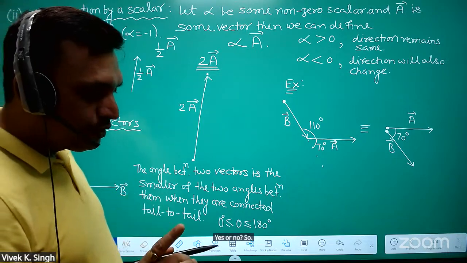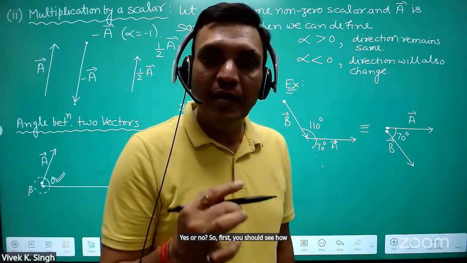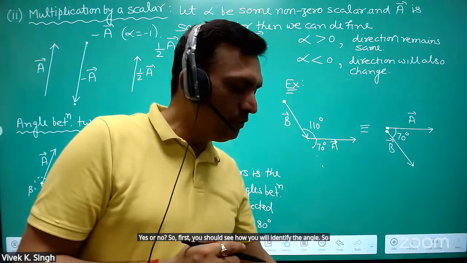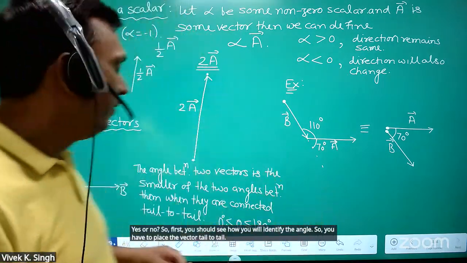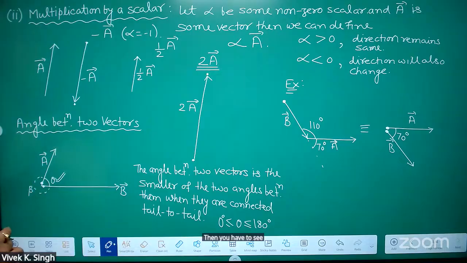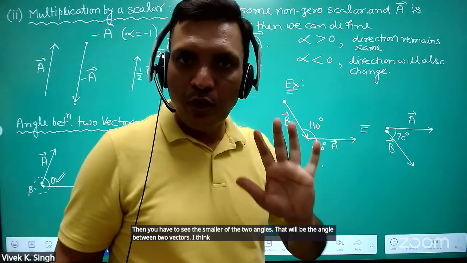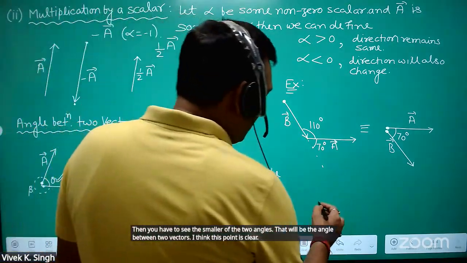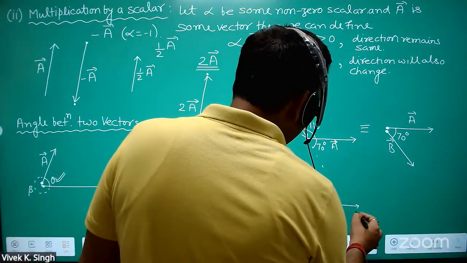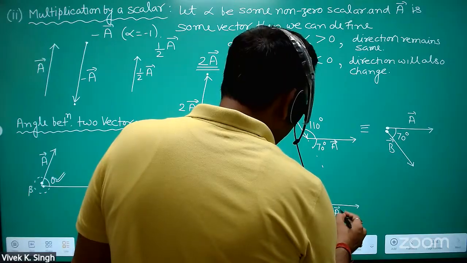So first you should see how you will identify the angle. You have to place the vectors tail to tail. Then you have to see the smaller of the two angles. That will be the angle between the two vectors. I think this point is clear. Is it clear?